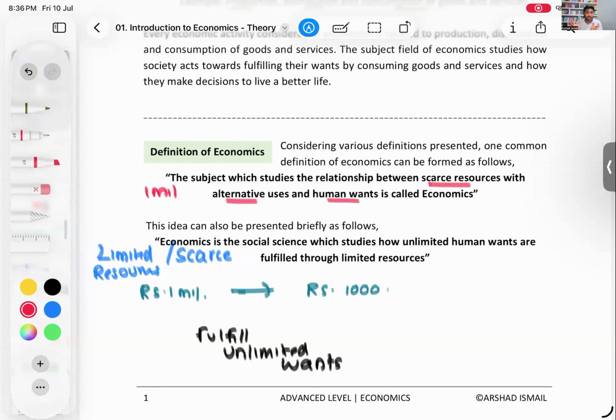Think of it as money for now. Later, I will go into detail on resources. How you use your limited resources to fulfill as many of the wants that you have as possible. How do you fulfill your unlimited human wants? Look at the next definition.